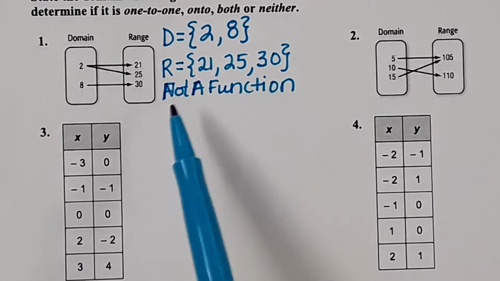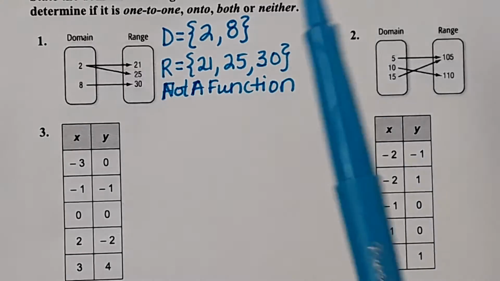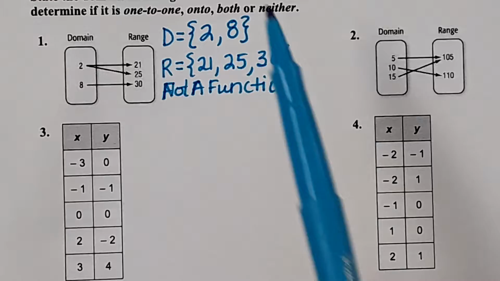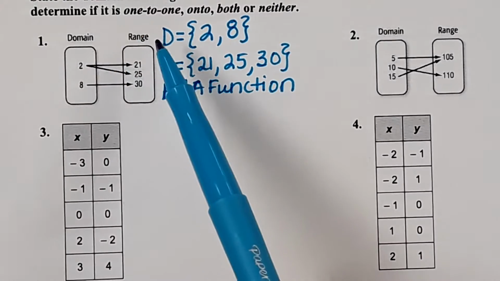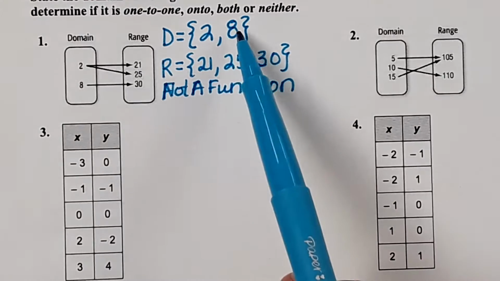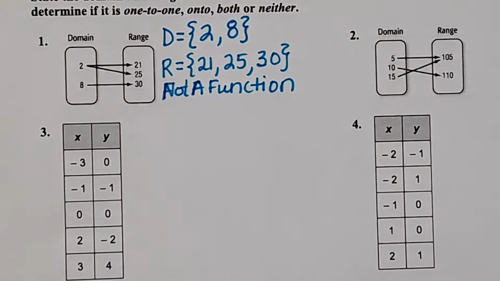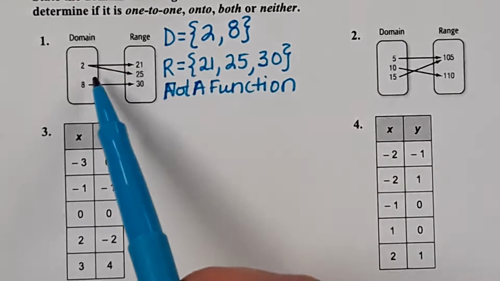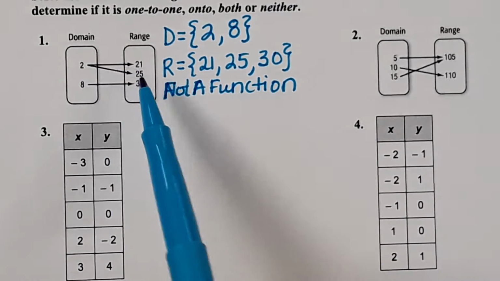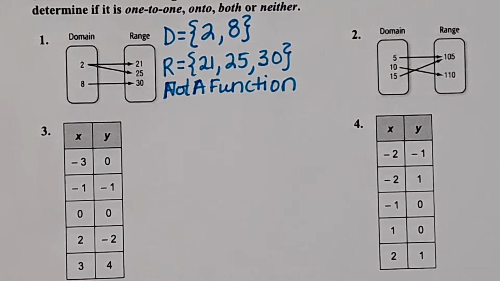Okay, you guys, so this is not a function. And then it means it's none of those, so you don't have to write neither. Because it's not a function, it means it's not one-to-one and it's not onto and it's not both. So you can write neither, but you don't have to. Now, why is this not a function? Because the domain element 2 goes to 2 elements in the range, and that cannot happen. Okay?